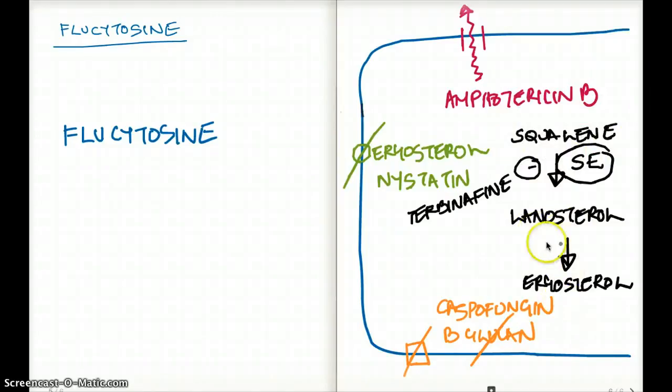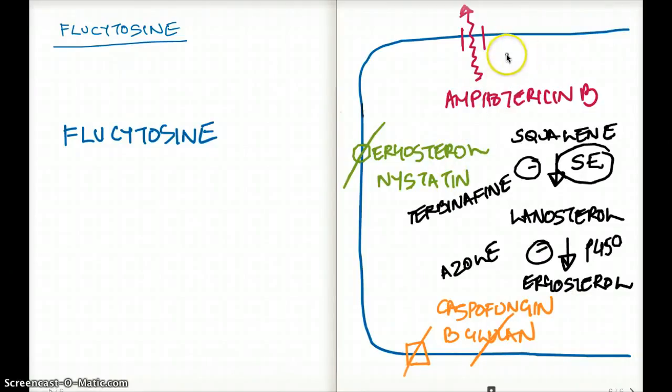But what about lanosterol to ergosterol? This pathway is catalyzed by P450, or P450 converts lanosterol to ergosterol, and the drugs that inhibit this particular pathway are the azoles: ketoconazole, fluconazole, itraconazole, voriconazole. The azoles inhibit that pathway. So we talked about three at the level of the cell wall, and then two at the level of protein synthesis. What about DNA synthesis?